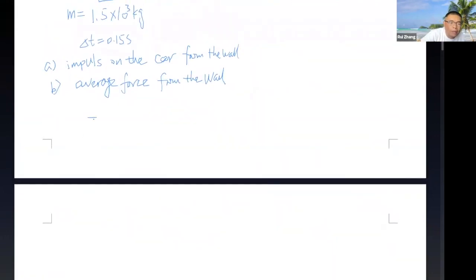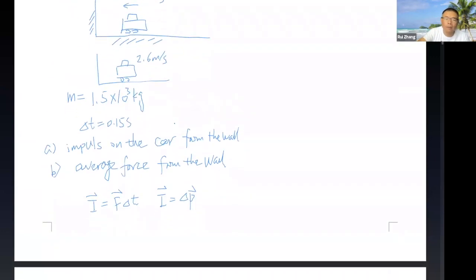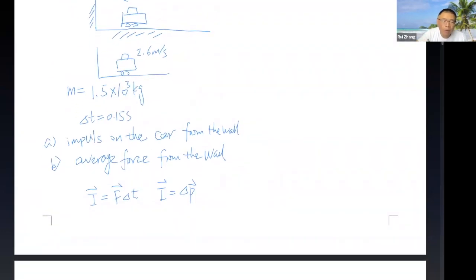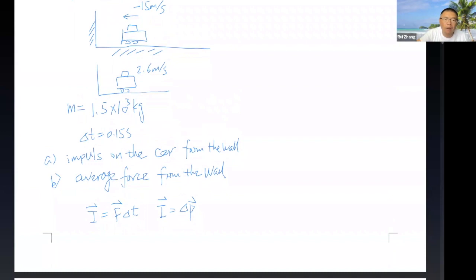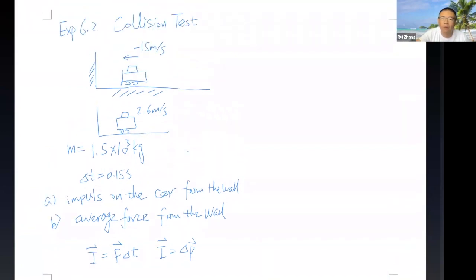We can only solve the problem with one of these two. Let's try this one. This one won't work because we don't know the force. Force is actually what's asked for in the second part, so we cannot use this one. That means we need to use this one, impulse equal to momentum change. We know the initial velocity and final velocity, and we know the mass, so we can figure out the momentum change. So let's use the second formula to calculate the problem.